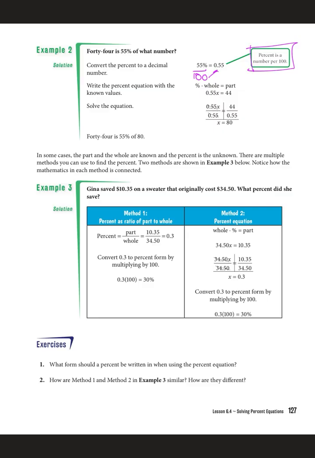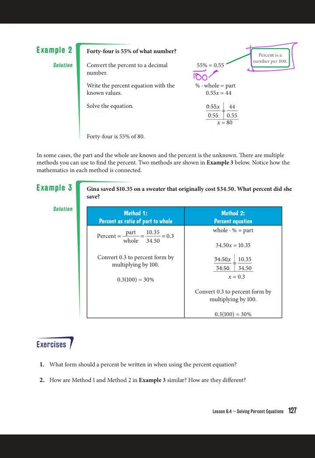In some cases, the part and the whole are known, and the percent is unknown. There are multiple methods you can use to find the percent. 2 methods are shown below in example number 3. Notice how the mathematics in each method is connected. So number 3, it says, Gina saved $10.35 on a sweater that originally cost $34.50. What percent did she save?